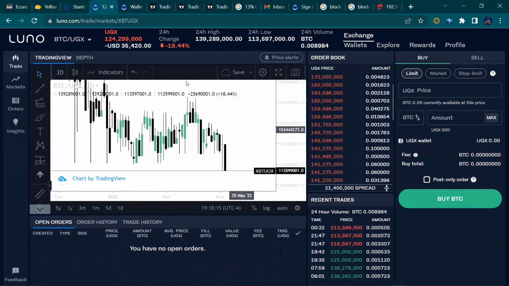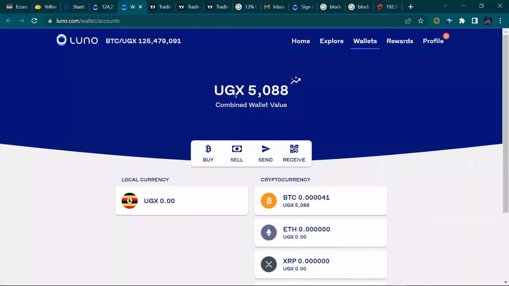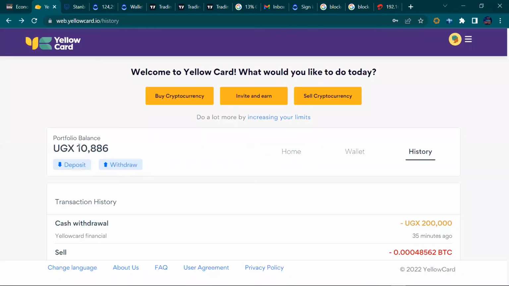Now, you may ask why I have 5,000 Ugandan shillings on Luno and 10,000 shillings here. Don't ask me why. I'm just telling you I use these two platforms in Uganda.